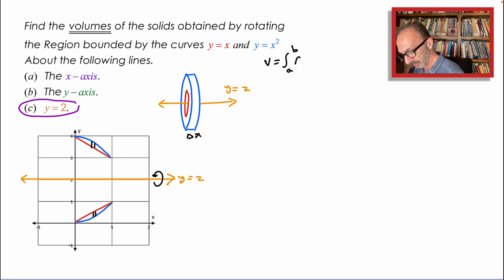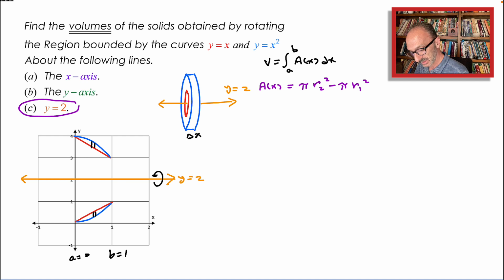integration from a to b of A(x) dx, and this is my a, which is 0, and that's my b, which is 1. So we're gonna slice it all the way from 0 to 1 and cover them all. Now to do this, I'm gonna find A of x, which is a lengthy process, then I'll come back. So A of x will be pi r2 square minus pi r1 square. So it's going to be pi r2 square minus pi r1 square. Now let's focus on r1 and r2.